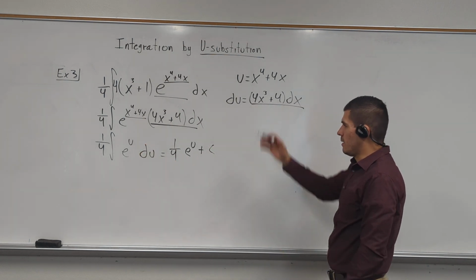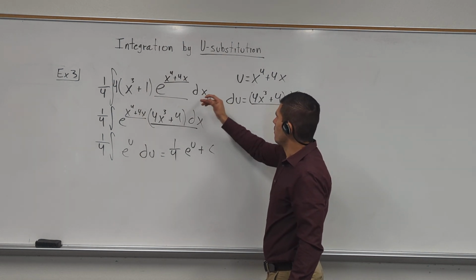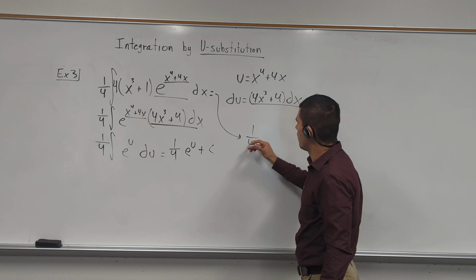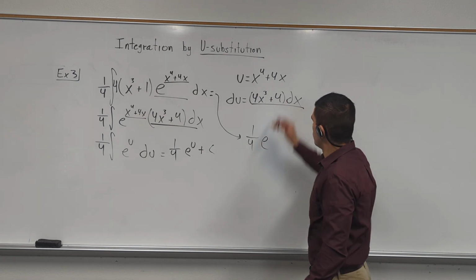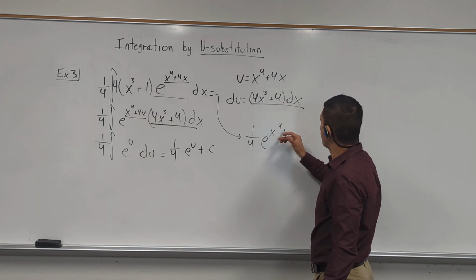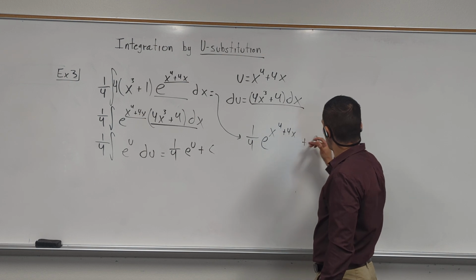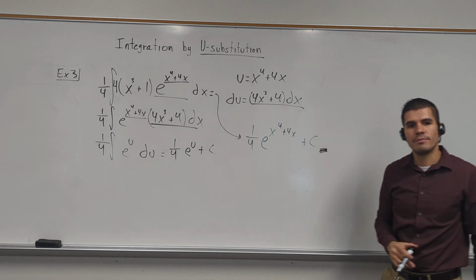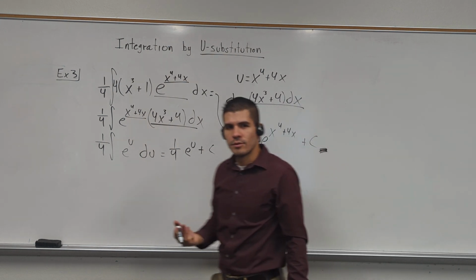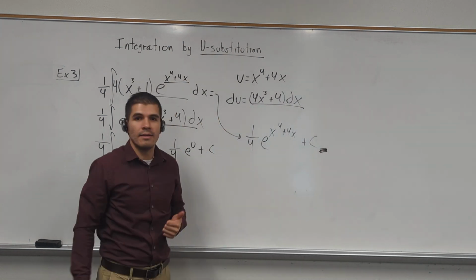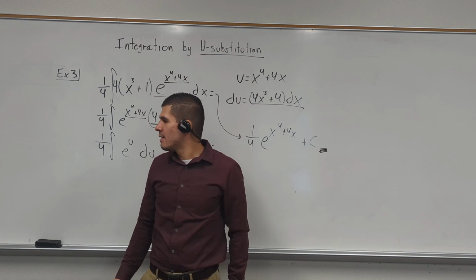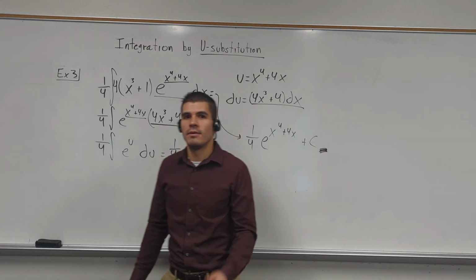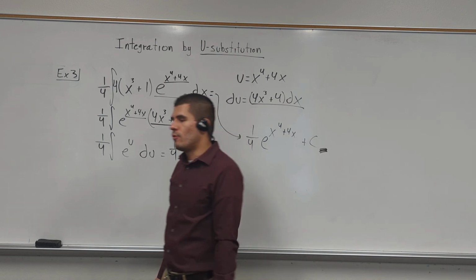So now, once again, I don't have a lot of room, so I'm just going to say the original problem is equal to 1/4 e to the power of x to the 4th plus 4x plus c. Done. Okay? All right. 3 examples down, probably 3, 4 more to go. Okay, so let's go ahead and move on to the next one.